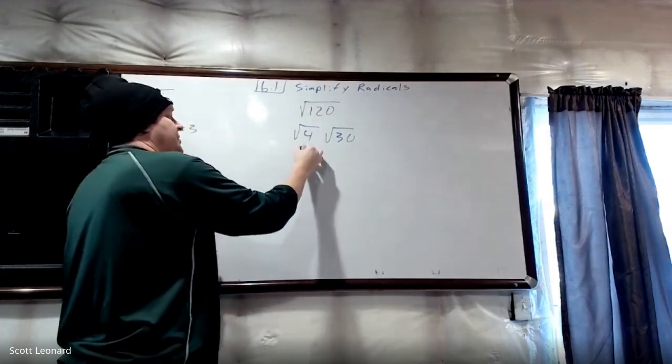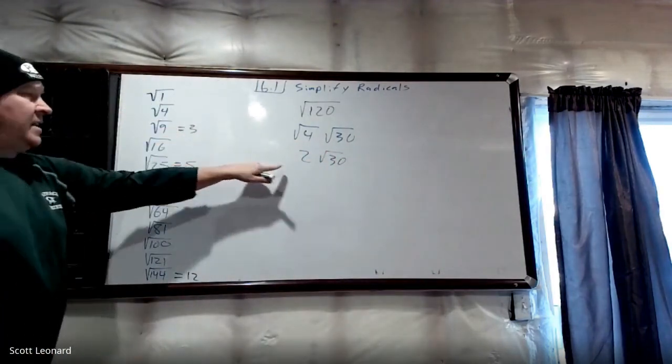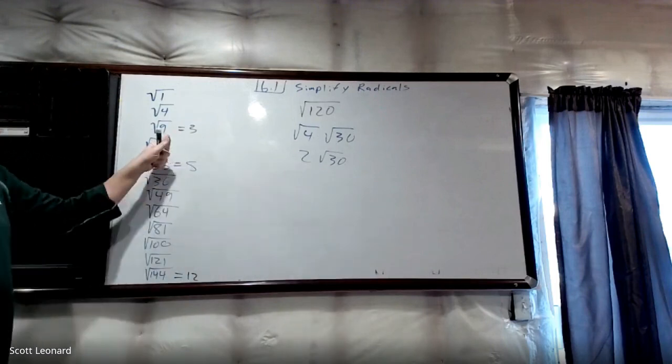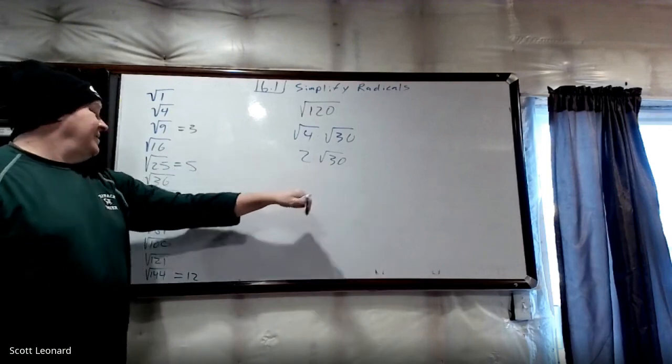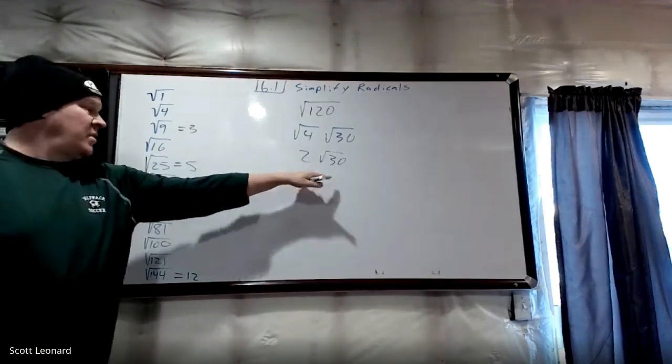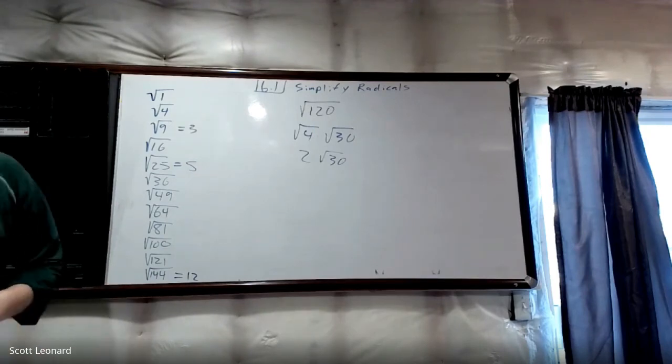Square root of 4 is 2. Now I go to that list and look for 30. Can 4 divide into 30? No. Can 9 divide into 30? No. Can 16 divide into 30? No. 25 doesn't go into 30, and all these other numbers are bigger than 30. So you know at this point you're done.